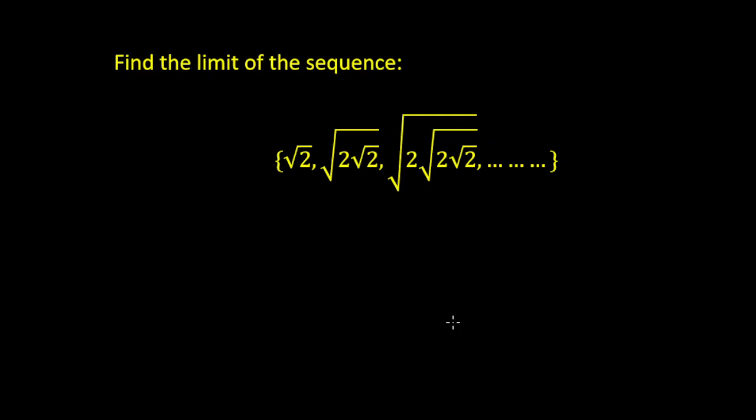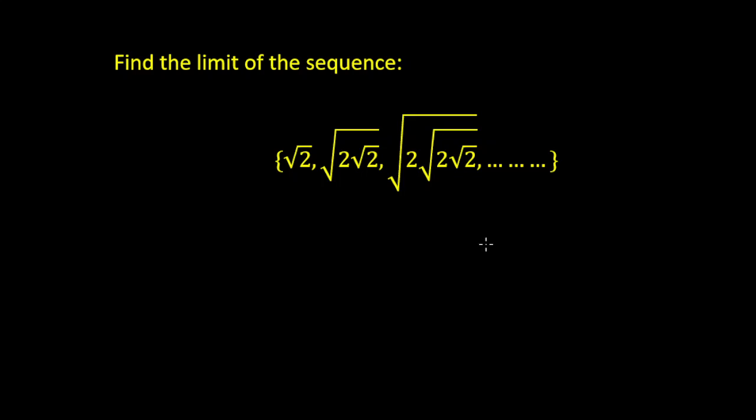Let's find the limit of this sequence: square root of 2, square root of 2, square root of 2, square root of 2, square root of 2, square root of 2, and so on. Okay, so in order to find the limit of this sequence, we have to first find the general term of this sequence. And how do we find the general term of this sequence?